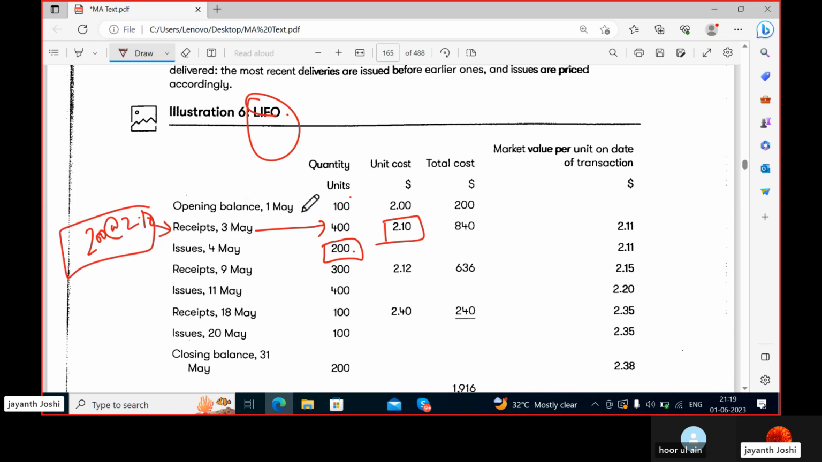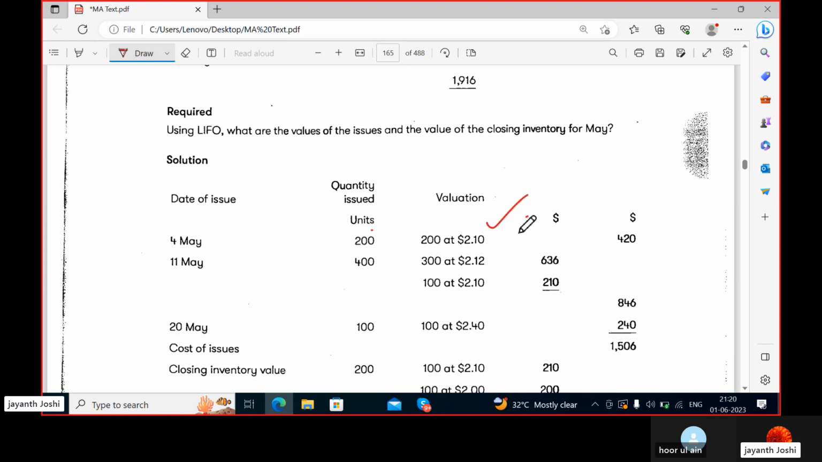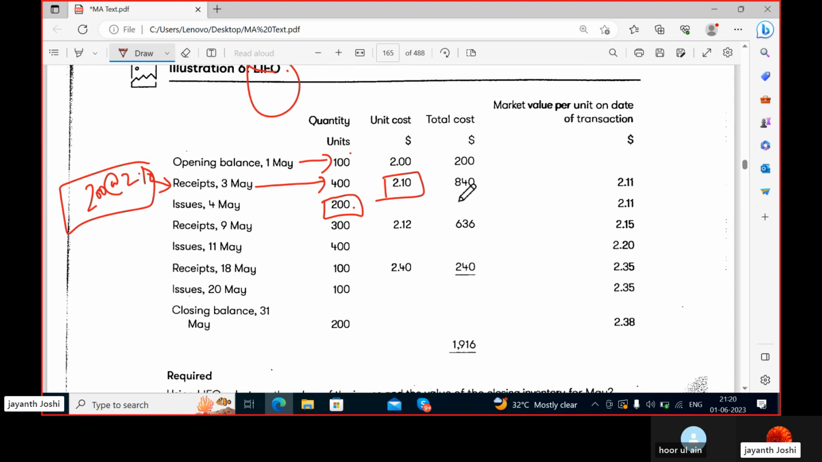And I am also left over with this. I'm not touching that. Okay, 200 at the rate of 2.10. Again, I have some order on 11th May. So here what I can do, I have to again touch this one. I'll take 300 from this. I'm left over with 100 at the rate of 2.12. But that is not enough for me to fulfill this order. I will take 100 more from this. That will become 400. So I'm left over with 100 at the rate of 2.10.